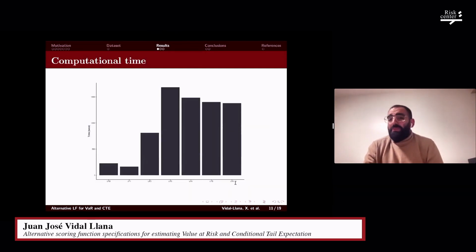So the results are straightforward. What we are presenting here is the computational time, in seconds, for the 7 specifications. What we have is that loss functions 0 and 1 have a low amount of time, loss function 2 a medium amount of time, and the remaining 4 have a high amount of time here.